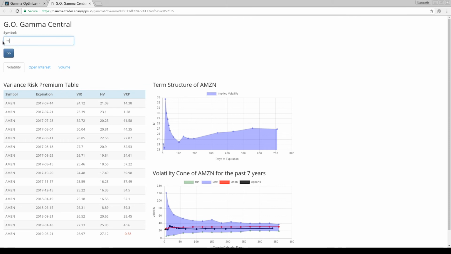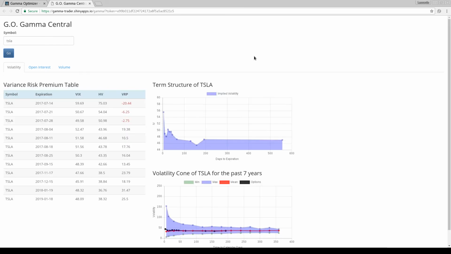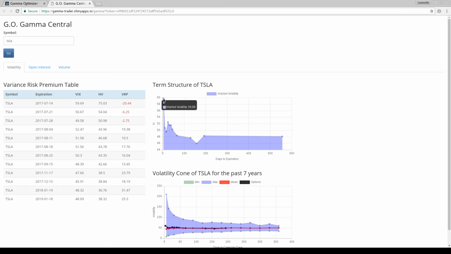I am so curious to know what is going on with Tesla, because Tesla has all these near-term events. Oh, look at this. This is more interesting. Tesla, this chart doesn't even look like the other ones. Look at this. For 4 days, which is Friday, it's 60% implied volatility. This is going crazy. So a couple of things are happening. It looks like we might have earnings on Friday.